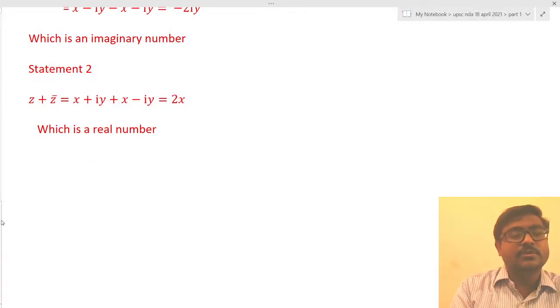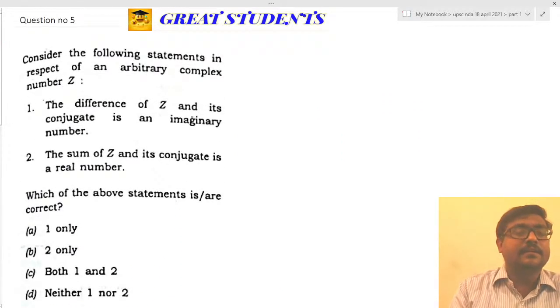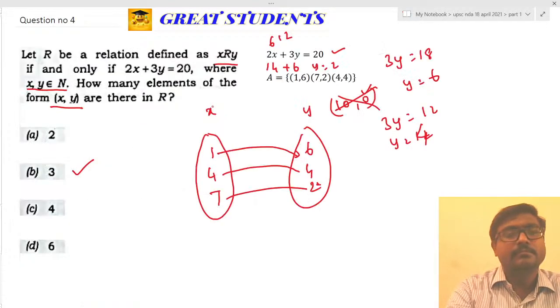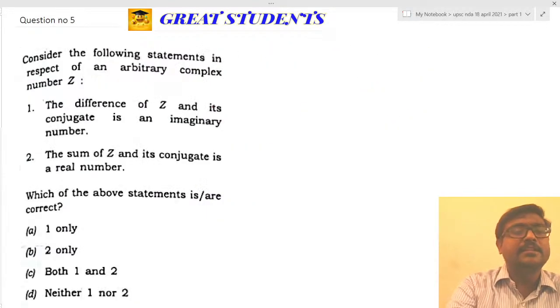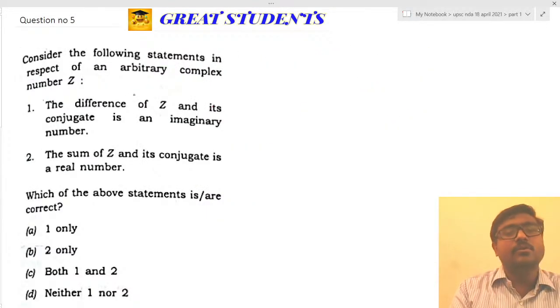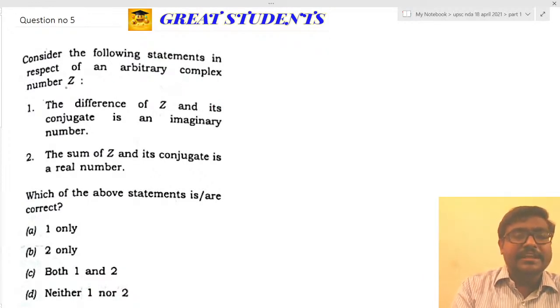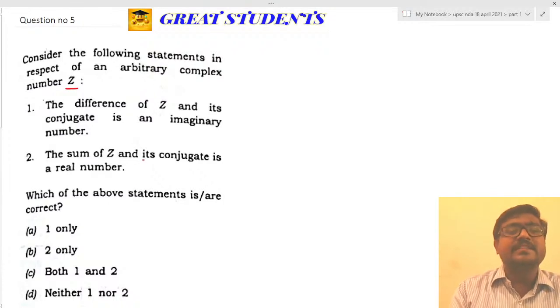In the fourth question, what is given? Fourth we completed. The fifth question: consider the following statements with respect to an arbitrary complex number z. You can take any complex number z and consider the two statements. Questions like which statements follow and which do not follow are coming.